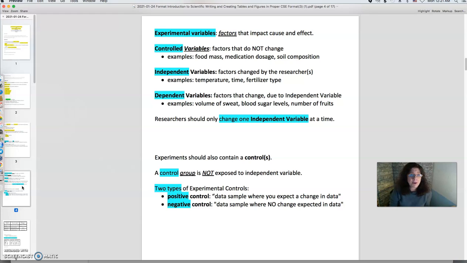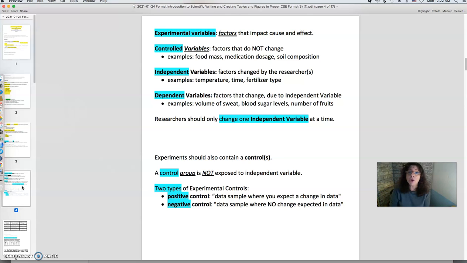There are several different types of variables, and it's important to understand the difference between the types. Controlled variables are factors that do not change during the course of the experiment. Often, these factors are things like the mass of food that we give to animals during a study, or the dosage of a medication that we give to pediatric patients, or the composition of soil that we're using in a field. These factors don't change during the course of the experiment.